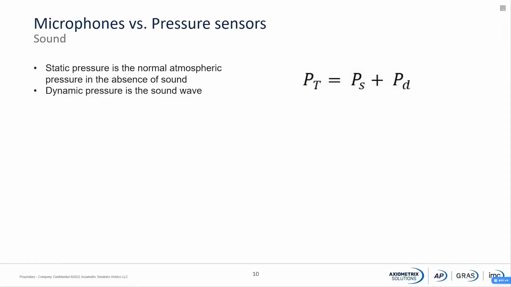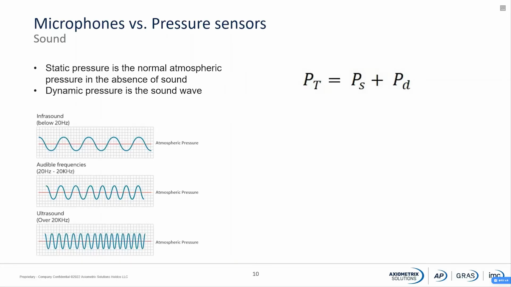So now we have seen that we have a static pressure, that is the atmospheric pressure in the absence of sound, and then if we put the sound on top of it, it is the dynamic pressure, that is the sound wave. And of course, if you would like to have a calculation of the total pressure, then of course you should put together the static pressure and the dynamic pressure.